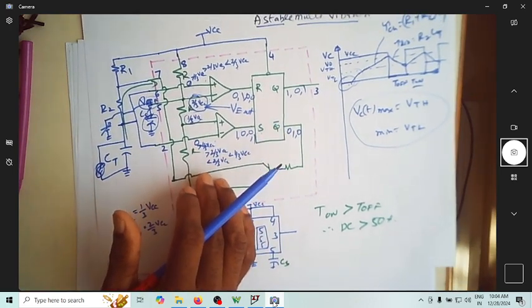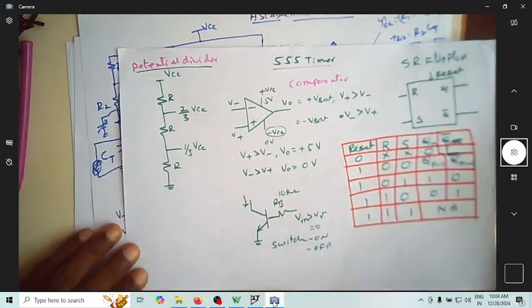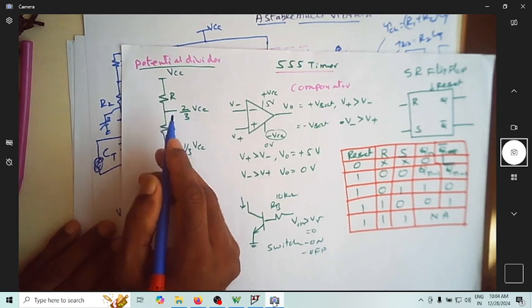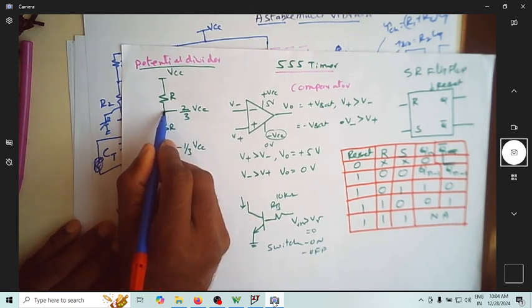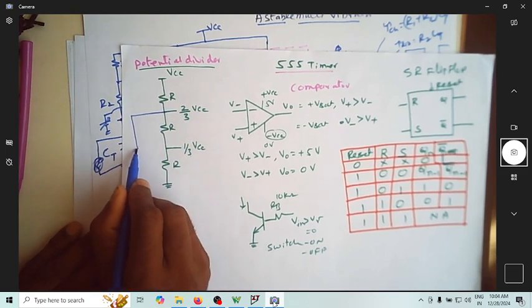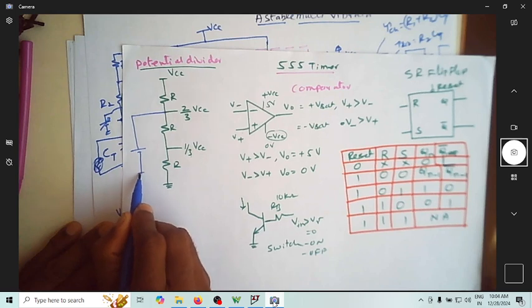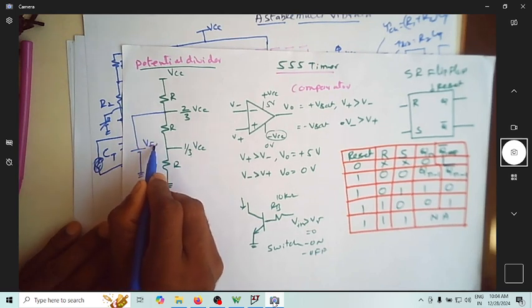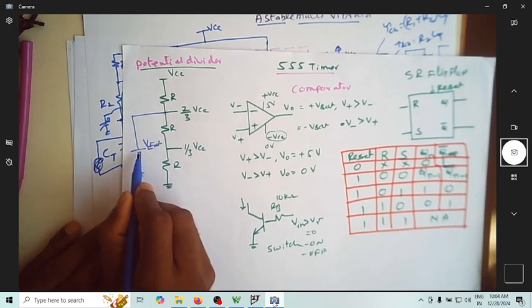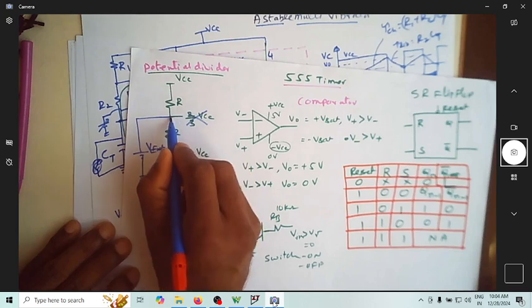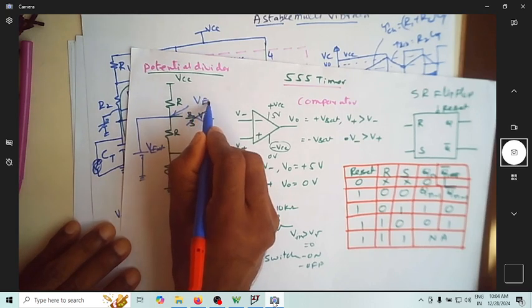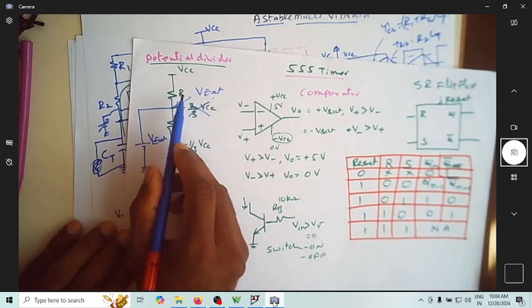So this was our pin number 5 point. Now I'm not keeping that as 2/3 VCC. I want to connect an external power supply here. The moment you connect the external power supply, this is no more 2/3 VCC. The voltage here will be V external.